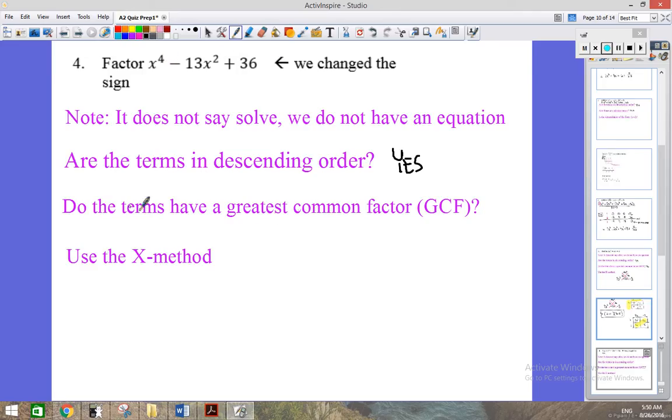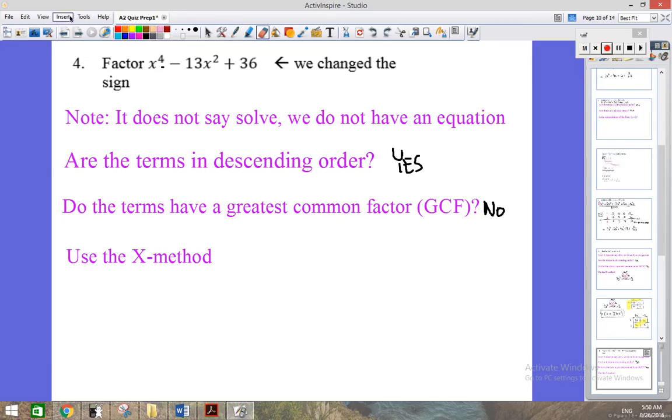Do the terms have a greatest common factor? Well, no, because here's a 1, and 13 doesn't divide the 36, and we don't have a variable in every term, so it does not have a greatest common factor. I can apply the x method if I have 3 terms, and if I look at the biggest exponent and look at the next exponent, the smaller, it's half of it. Half of 4 is 2. So the middle term will have a degree that's half the degree of the leading term. Then I know I can apply the x method.